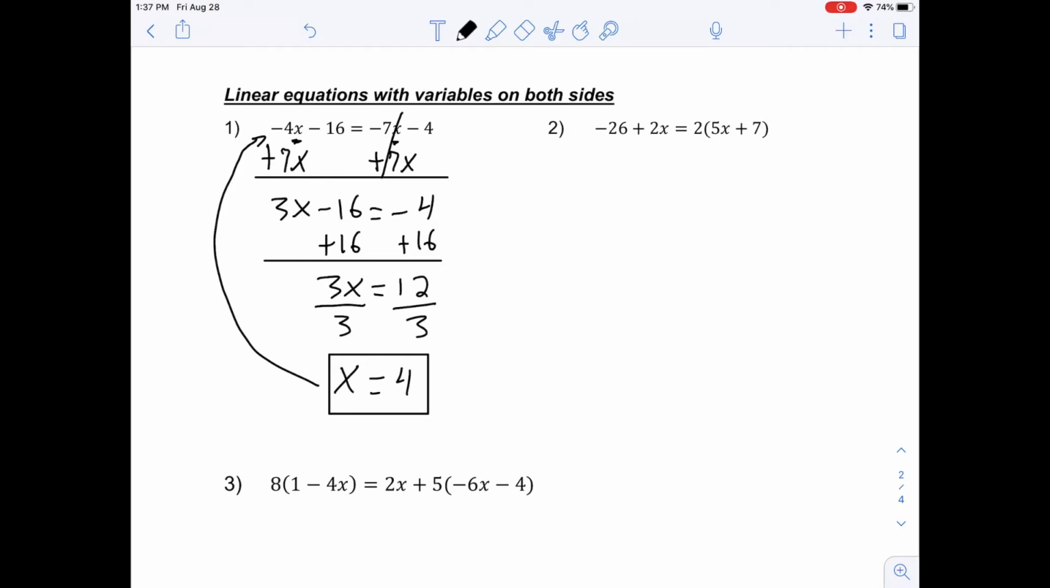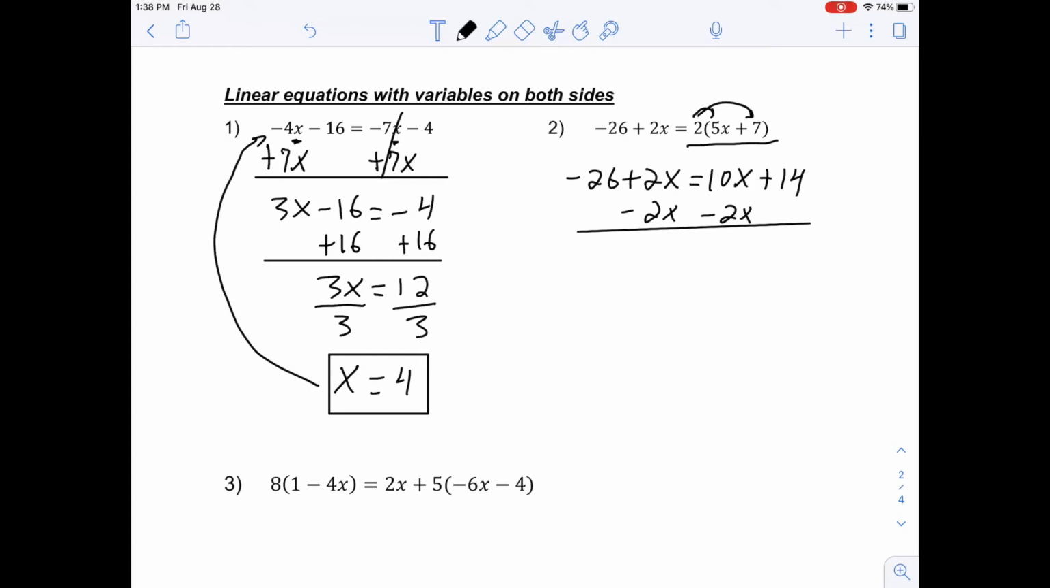All right, so number 2, not only do we have variables on both sides, but we also have this distributive property here. So I would definitely go ahead and take care of that distributive property first before we do anything. So I'm going to go ahead and distribute this 2 to the 5x and the 7. So that's going to give me negative 26 plus 2x is equal to 10x plus 14. So now the problem looks like number 1 after we did the distributive property.